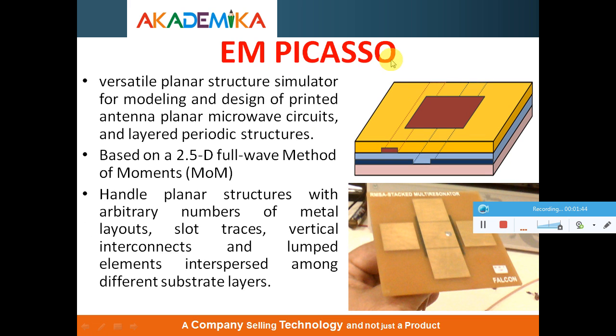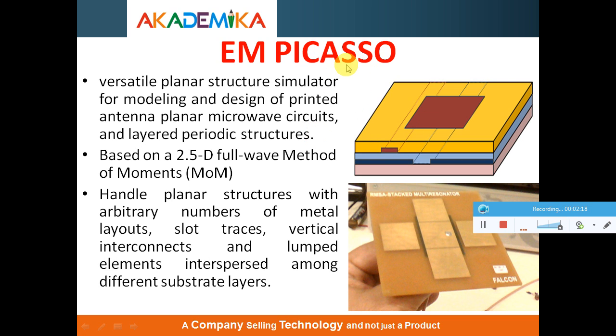Here is the EM Picasso. This is the more popular module of EM Cube, which is mostly relevant for microstrip structures. This is a planar structure simulator for modeling and designing printed antennas and planar microwave circuits. And the main facility is the layered periodic structures, as you see in this diagram. The first layer, second layer, third layer, fourth layer, fifth layer, sixth layer, and many more layers you can simulate with the help of EM Picasso.